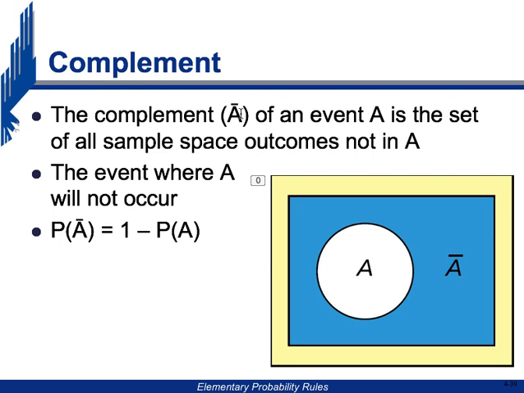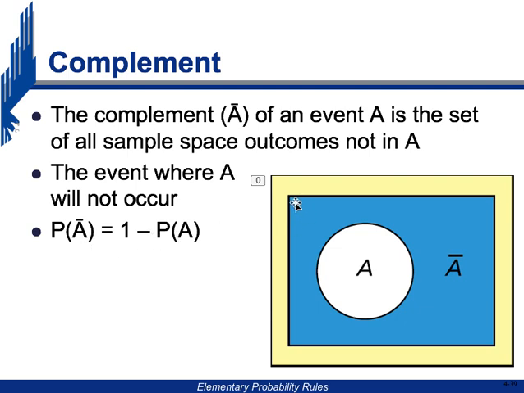Now, complements are computed using this simple formula. So the probability of the complement of A, or the probability of A bar, is equal to 1 minus the probability of A. So if you add the probability of A and the probability of its complement, the sum will be 1 or 100%. So to compute for the complement, we use this formula.